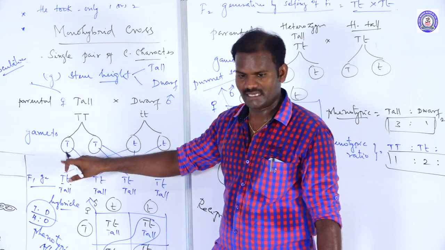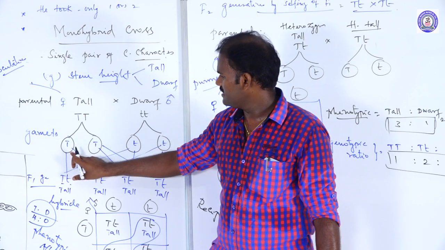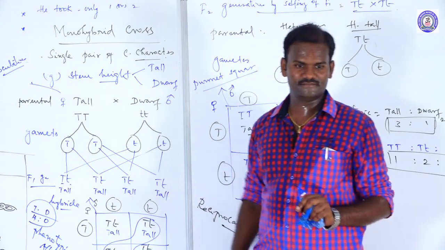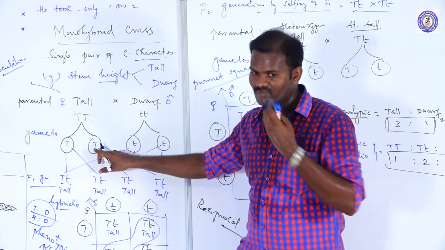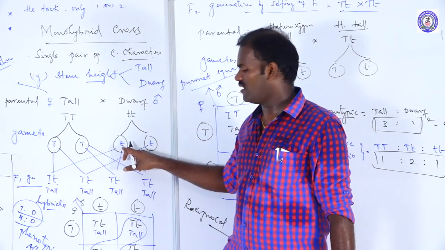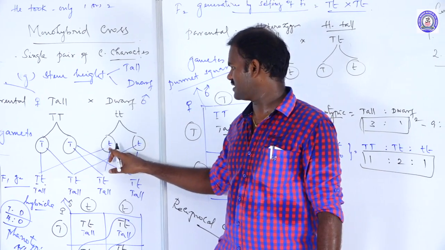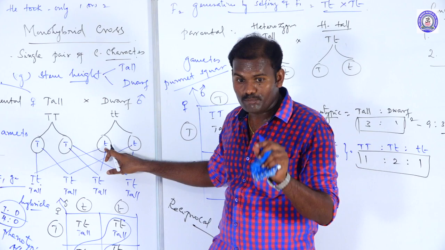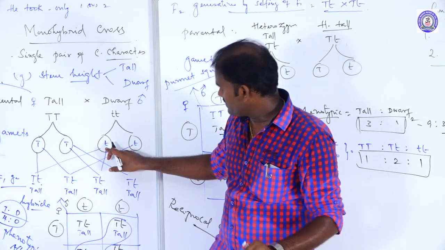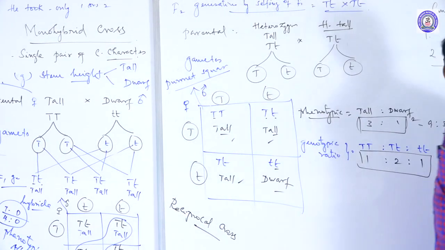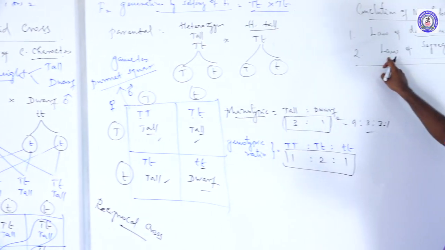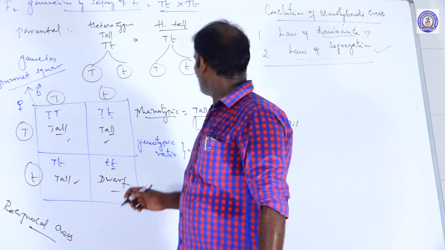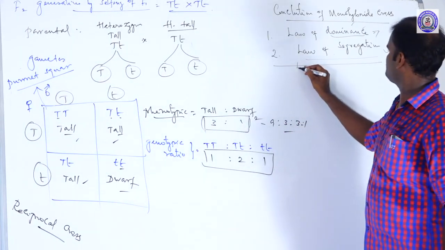For example, let's take capital T. These gametes receive only one capital T. The capital T is responsible for controlling only tall. This is also capital T, only for tall characters. This small t is responsible for controlling only dwarfness. So the gamete is responsible for the purity of the character. This second law, the law of segregation, is also called the law of purity of gamete.